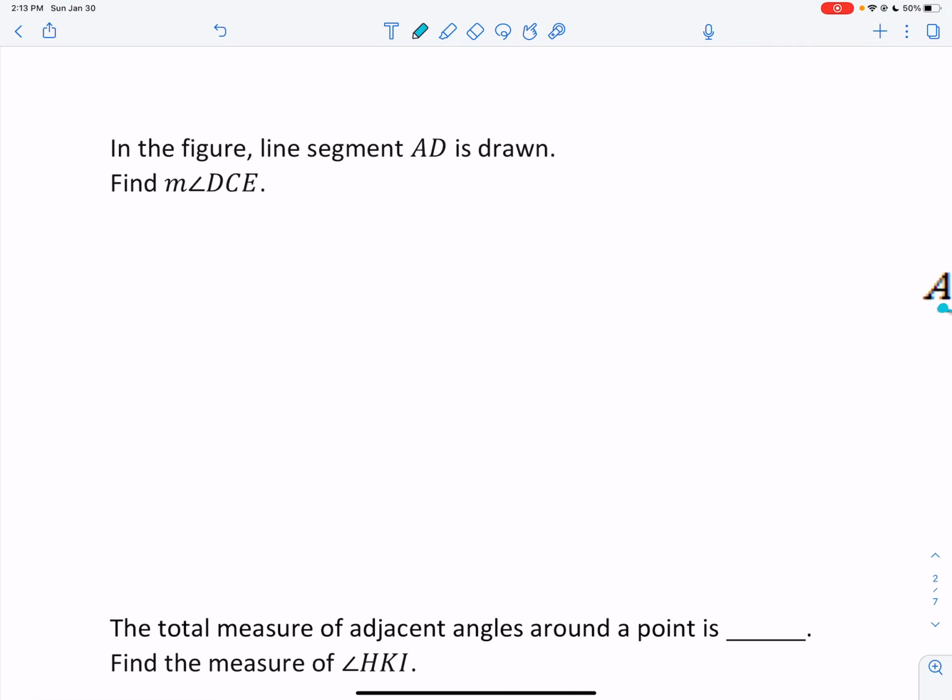In the figure, line segment AD is drawn. Find the measure of DCE. So that's what this means. That M right here means the measure of the angle DCE. So just to underline each part, the measure of the angle DCE.